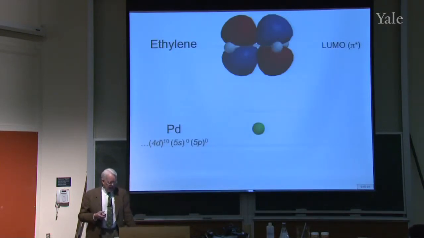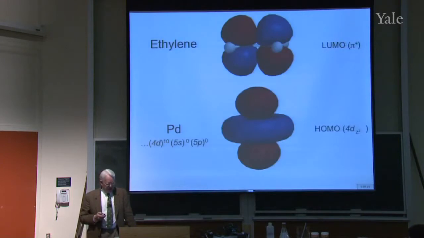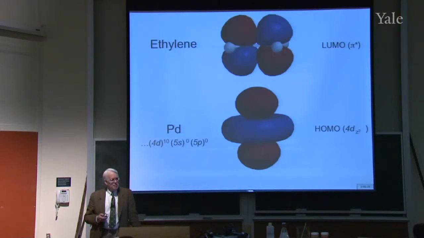So the occupied orbitals of palladium then are this dz square. Now, is that set up to overlap well with pi star, the HOMO below and the LUMO above? What do you think? Is that going to be a good reaction? Who's got an opinion? Carl?